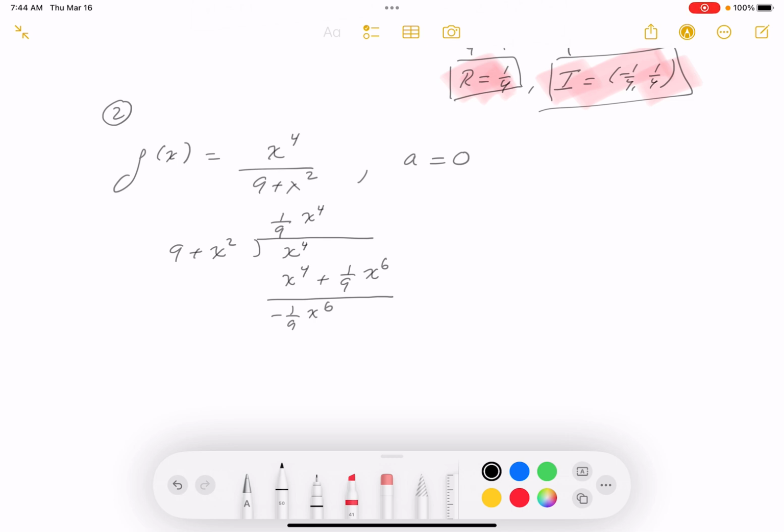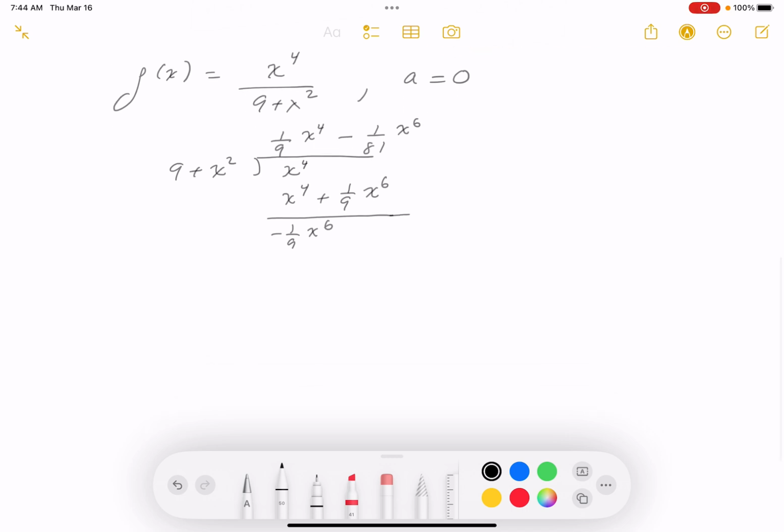Well, I'm going to keep repeating it, and what do we got now? I have minus 1 over 81 x^6. And why is that? Minus 1 over 81 times 9 would be minus 1/9, but I need x^6. Now, granted, this is never going to stop, but I'm hoping to see a pattern at some point. So what do you see over here? You would get minus 1/9 x^6 minus 1 over 81 x^8. You're going to subtract. What do you get? 1 over 81 x^8.